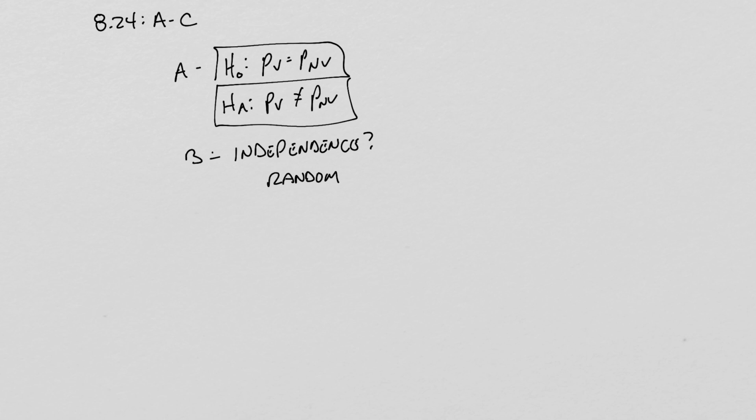And then success and failure. Remember, independence, randomness, success, and failure. What did we say? It has to be greater than 10.